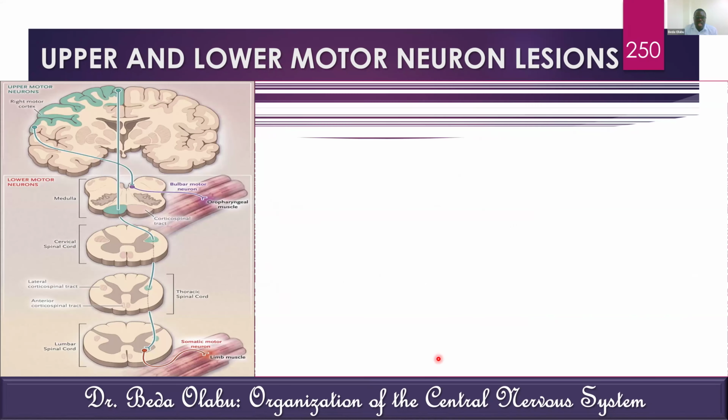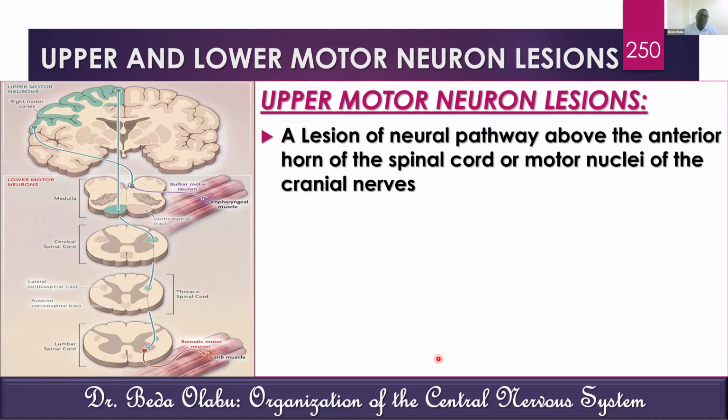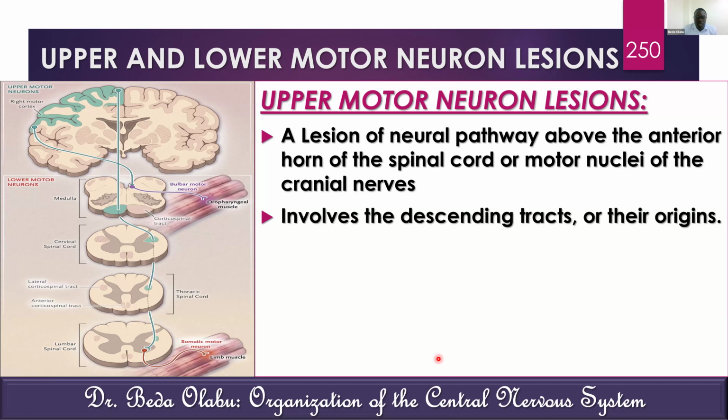Let's compare that with upper motor neuron lesions. Upper motor neuron lesions are lesions that affect the neural pathway that is above the anterior horn cell of the spinal cord for the corticospinal, or above the motor nuclei of cranial nerves for the corticonuclear pathway. So basically, the neurons that affect the pathway before the pathway synapses with the lower motor neuron. So that means that involves the descending tract or where they come from.